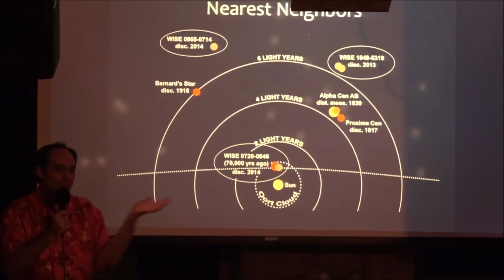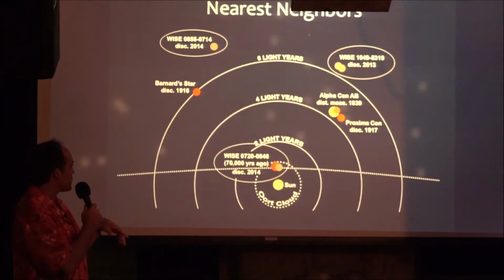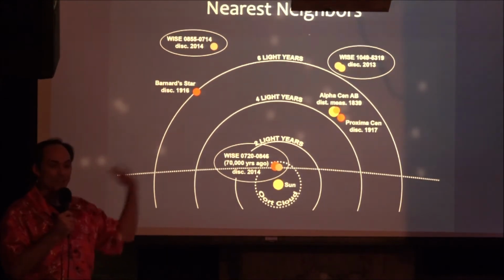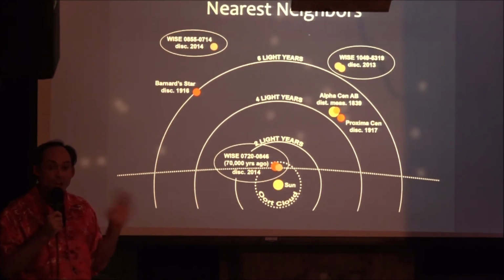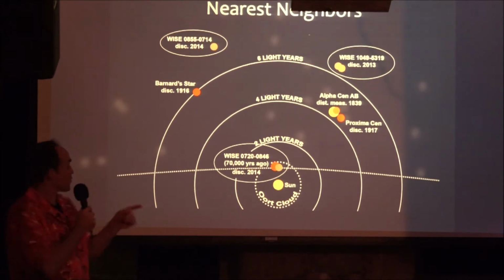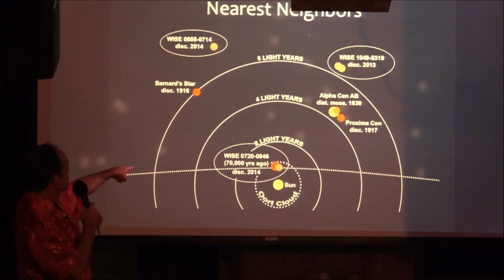You can't really say when it was discovered, but we know when the distance was measured. Proxima Centauri was discovered about 1917, and then Barnard's star, which is a very fast-moving, very cool star, was discovered about the same year. So those stars were discovered over 100 years ago. In the last 5 years, we've discovered these other systems that are also in the same sort of region: WISE 0855, WISE 1049, and WISE 0720.